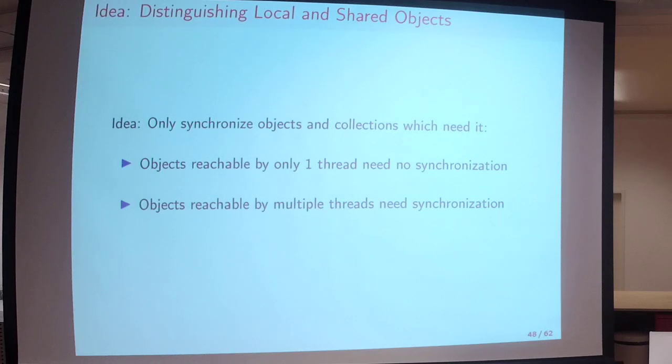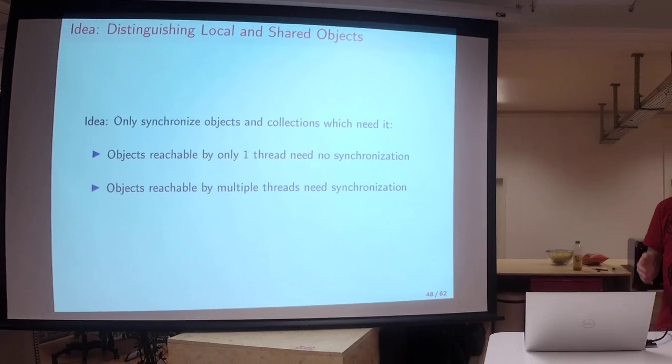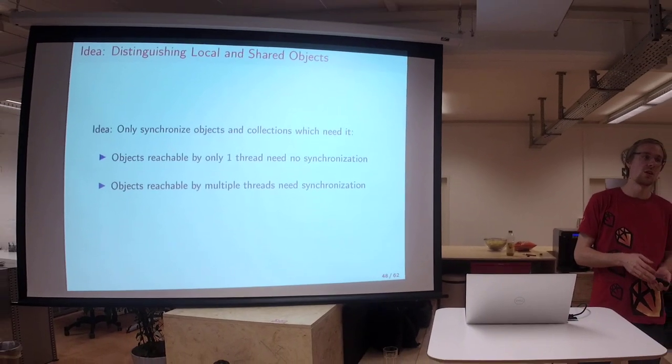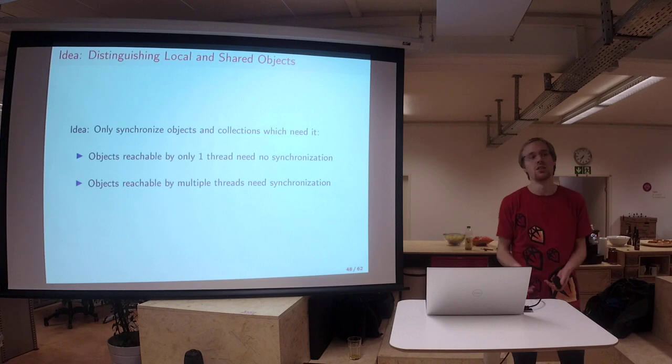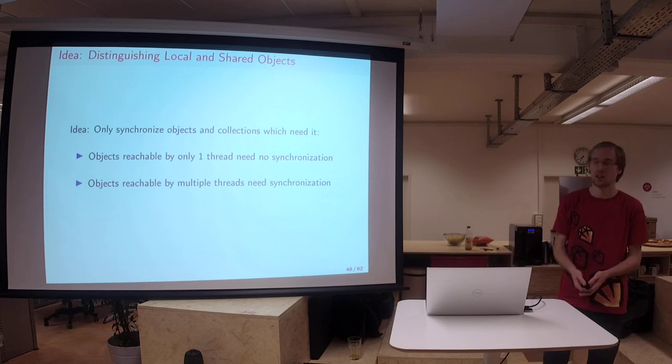And the main idea for addressing this: how can we avoid overhead for sequential programs and still have thread safe collections and objects? The idea is to distinguish, to only synchronize on what we need. My approximation here is to only synchronize on objects or collections that are reachable by multiple threads. If an object or a collection is reachable by only one thread, there is no need to synchronize, there is no concurrency.